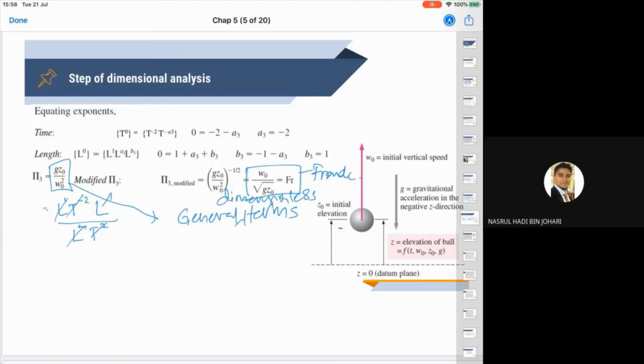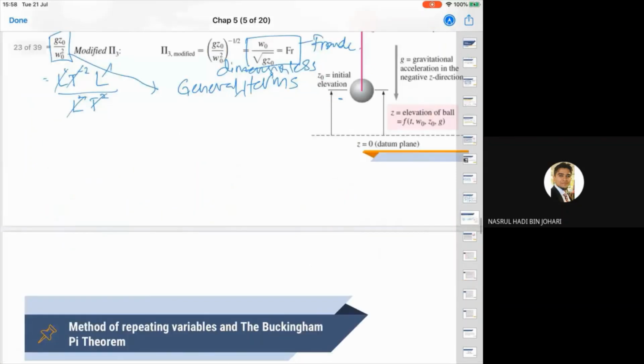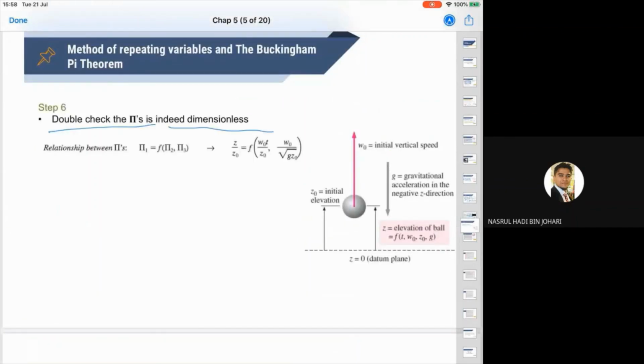How can we do this modification? Yes, you have to refer to the table, then get the closest one. And step number 6, we double check that the pi's are indeed dimensionless. Tadi saya cakap, I thought that pi3 is not dimensionless. It's actually dimensionless. So we check in step number 3, we put all of them together, pi1 equal to function of pi2 and pi3, and then we know that pi1 is equal to Z over Z naught, pi2 equal to this one, and pi3 equal to this one. Then you will get the very useful function for the analysis.